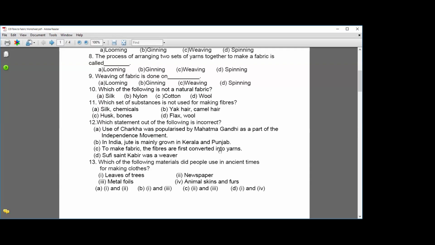Ma'am, jute is grown in Bihar, West Bengal, and Assam. Means eastern and northeastern parts of India. Okay. Jute needs what type of climate? Rainy season. It is cultivated in the rainy season, and cotton needs warm climate.